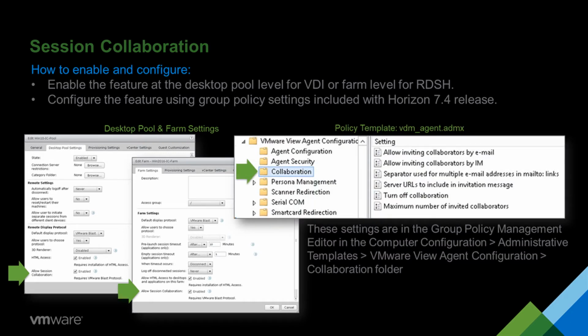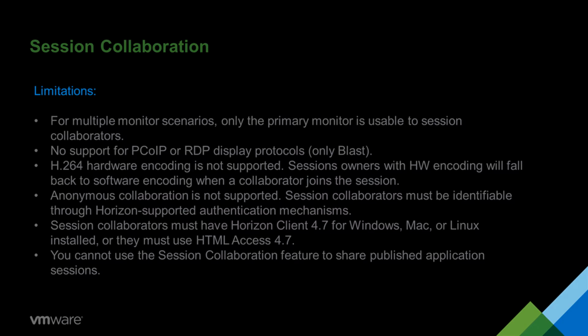to configure this feature. Limitations of this feature as of Horizon 7.4 include: only the primary monitor is usable when session owners have multiple monitors in place. There is no support for PCoIP nor RDP display protocols, only BLAST. H.264 hardware encoding is not supported. Session owners with hardware encoding capabilities will fall back to software encoding when a collaborator joins the session.